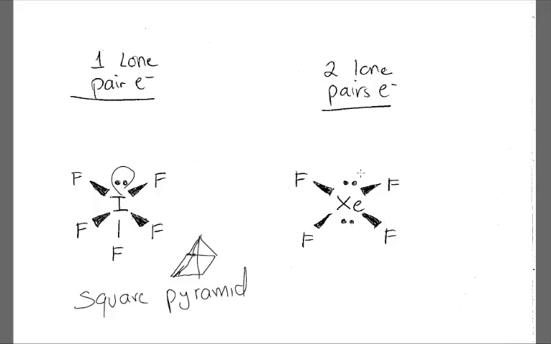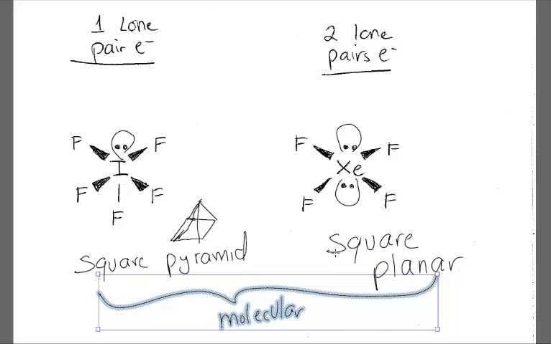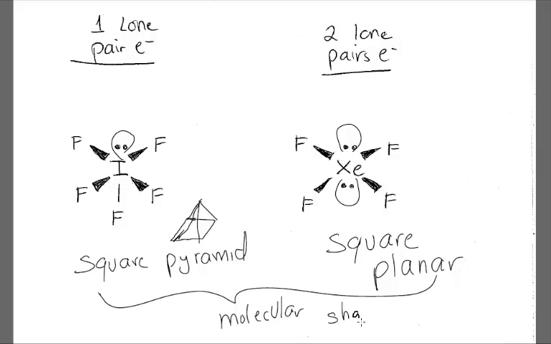Okay, if you have 2 lone pairs, remember the lone pairs want to get as far apart as possible. So one will go somewhere and the other one will go on the opposite side. So everything left, the bonds, will be in a planar square. Guess what we're going to call this one? Square planar. Okay, so these are the molecular shapes that are under the general electron group category of octahedral.